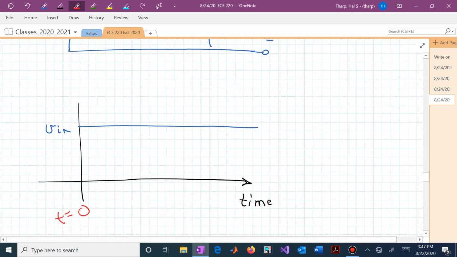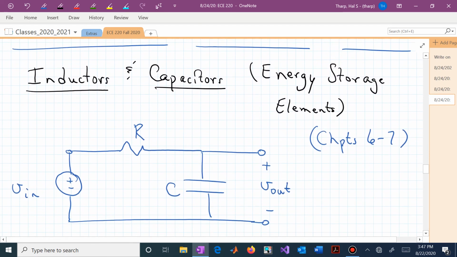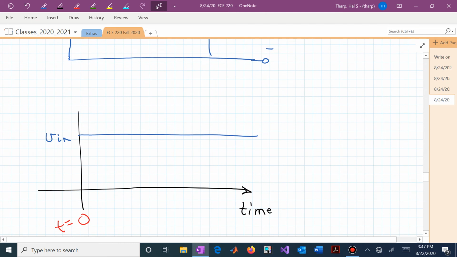What happens to Vout? Well, because this capacitor is an energy storage element, it doesn't instantaneously achieve its final value. In fact, it needs some time to charge up. And so the output voltage might have this exponential shape, which people will just say, oh, it has an RC characteristic. That's what they mean with respect to this behavior.